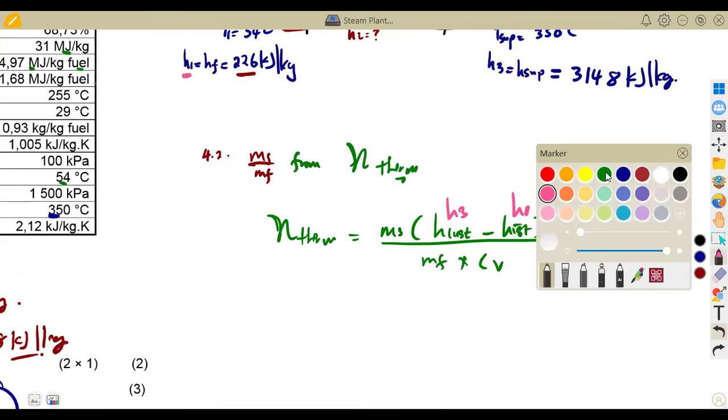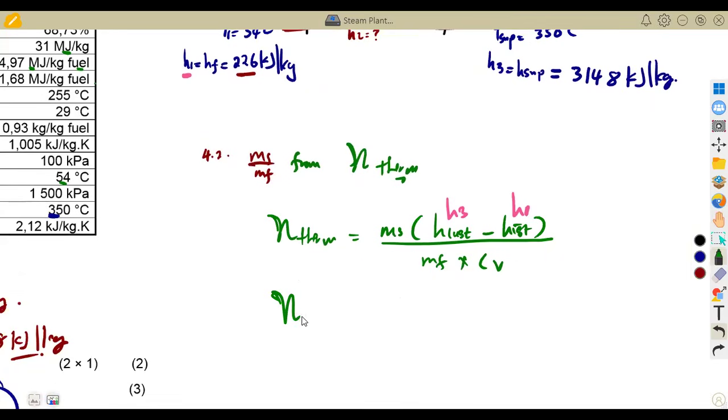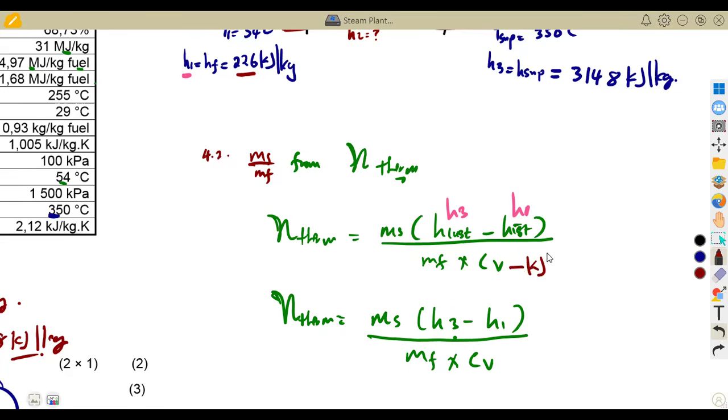We are simply saying the thermal efficiency is equivalent to the mass of steam times H3 minus H1. Meaning to say, if our last point was H4, you were going to use H4. But in this case, it ends at point 3, so it's going to be H3. And I say this calorific value must be in kilojoules per kilogram, since all these are in kilojoules per kilogram.